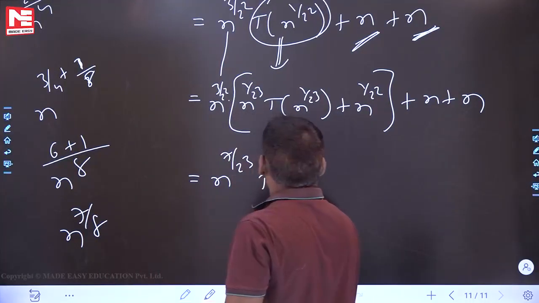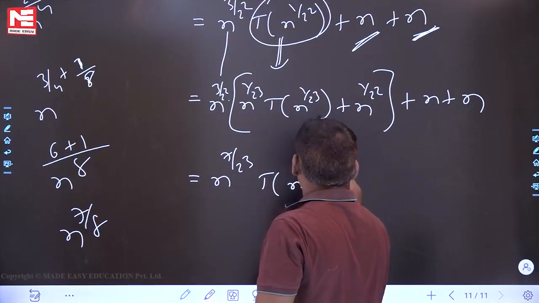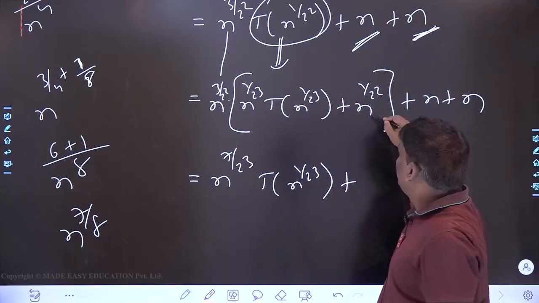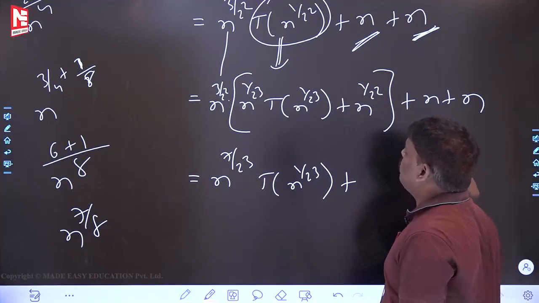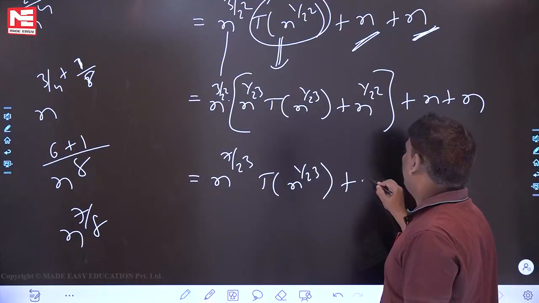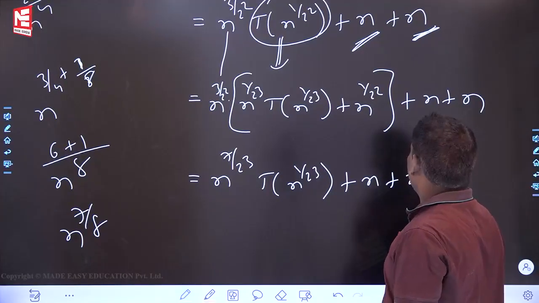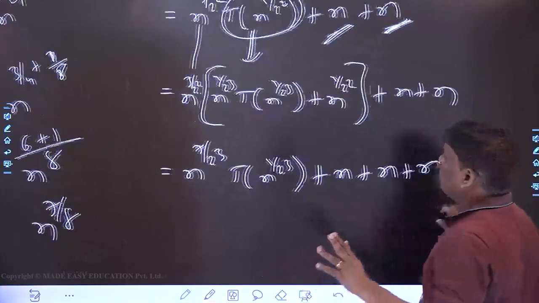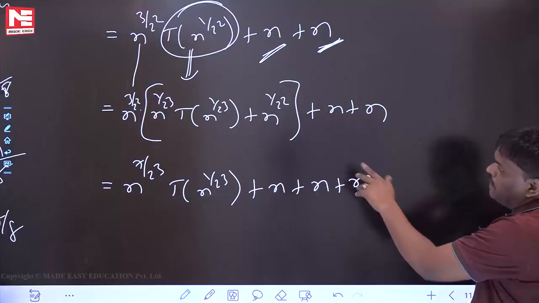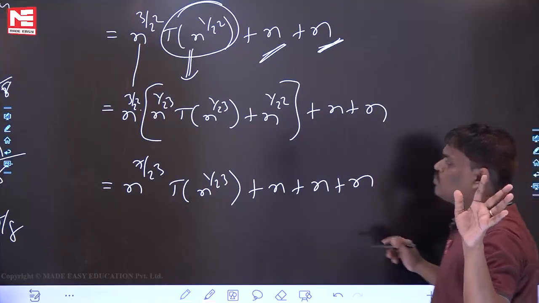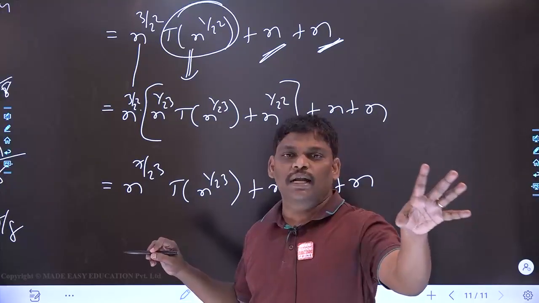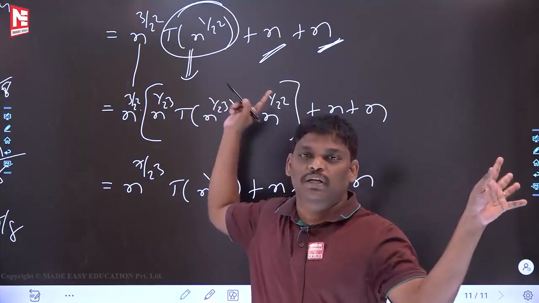Then n power 1 by 2 cube, plus n power 3 by 4 into n power 1 by 4. It will become n power 3 by 4 plus 1 by 4, which is n power 4 by 4, meaning n. Outside, 2 n's are there. So 3 times over. Please be careful with the calculation. If anyone is thinking, sir, I am not getting it, calculate properly. Because of the root, some people are making mistakes. Please do calculations properly.